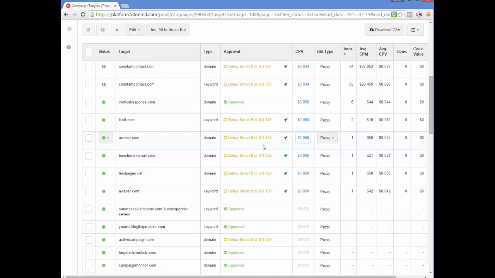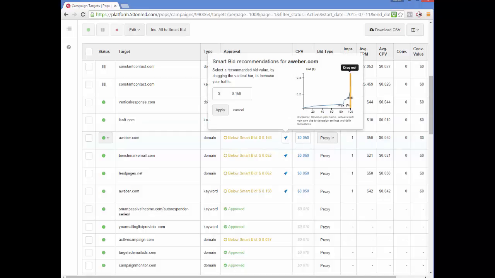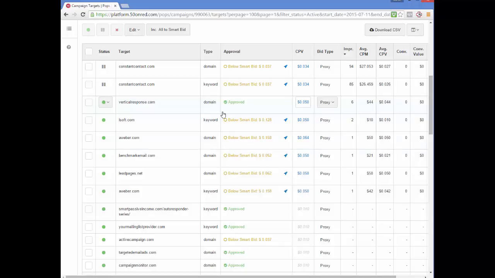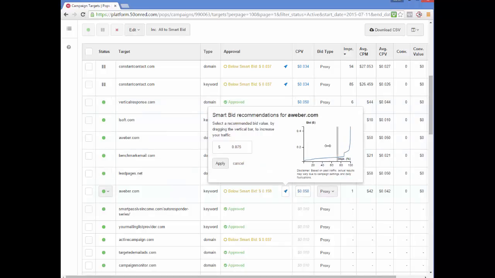But for now, Aweber, okay, we're not getting very many impressions. Let's look at our chart here. Yeah, it's going to say when we're at 5 cents, we're going to get under 20%. We can go up a little. Let's try a little bit more. What should we try for? Maybe if we want to get 40%, we're at about 6.4. Let's try that, 6.4 cents. Here's another Aweber. Let's do the same here. One was again keyword and one was domain.